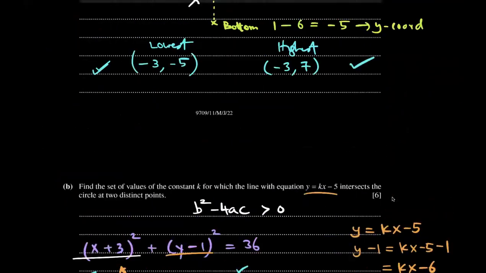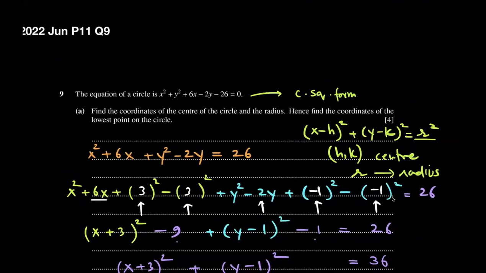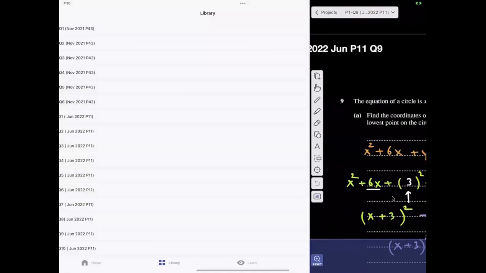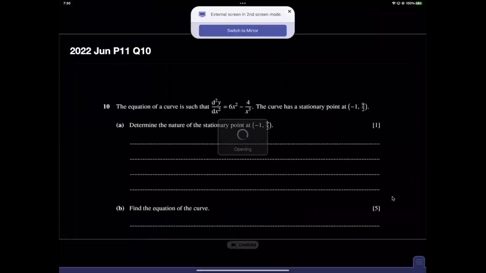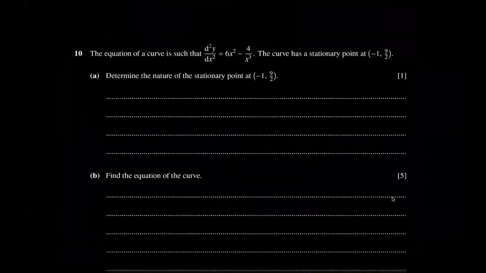These are the answers for this particular inequality. So we have solved the circle equation question in approximately 9 minutes. Now let's look at the last question. I think that's the last one, and that is question number 10. So let's get started with this. June 2022, paper 11, question number 10. Let's focus on this question.